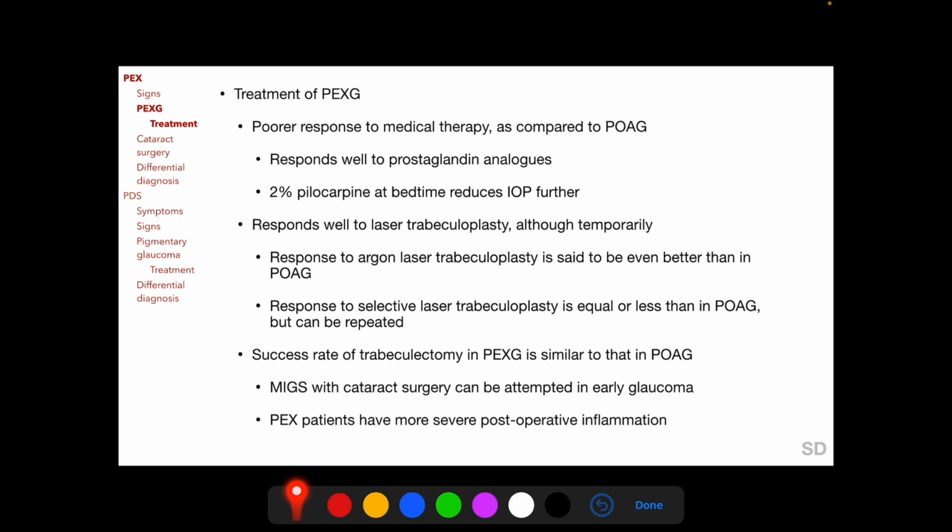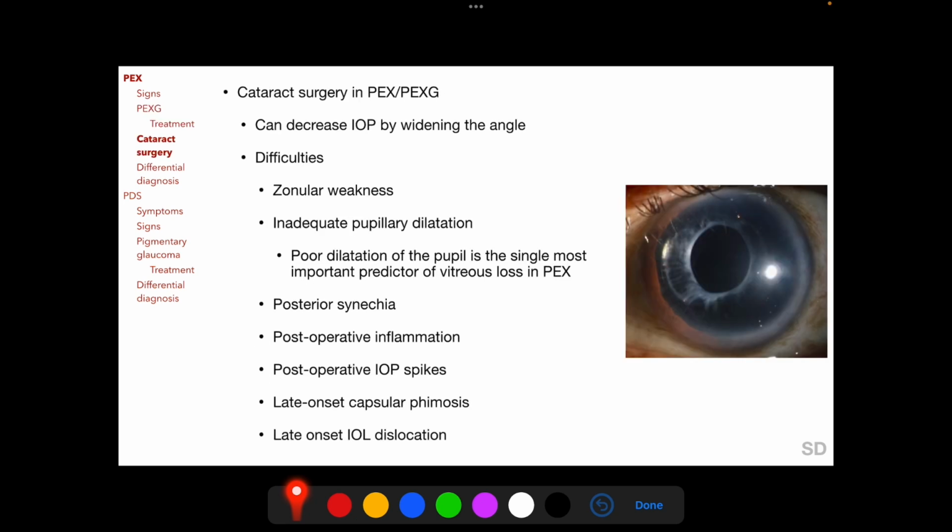Raised IOP in pseudoexfoliation responds well to laser trabeculoplasty, but temporarily. Success rate of trabeculectomy in pseudoexfoliation glaucoma is similar to that in primary open-angle glaucoma, and minimally invasive glaucoma surgery along with extraction of the cataract can be attempted in early glaucoma. But pseudoexfoliation patients are known to have more severe inflammation following ocular surgery. Cataract surgery in pseudoexfoliation or pseudoexfoliation glaucoma is a special situation which needs separate discussion.